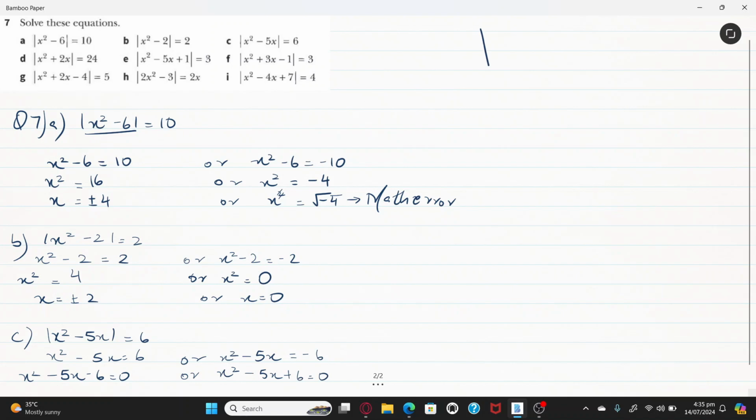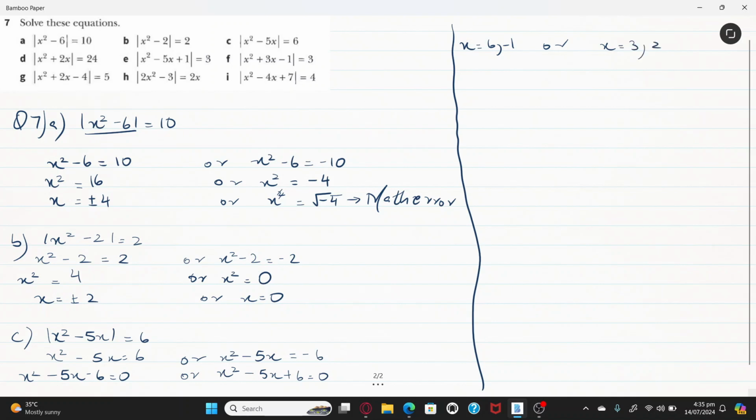So again, this is a quadratic equation, and for now I'm not going to solve the quadratic equations as I was doing previously. I'm just going to use my calculator. So for x squared minus 5x minus 6, with coefficients 1, negative 5 and negative 6, that's going to give me x is equal to positive 6 and negative 1, or for the other part of the equation, with coefficients 1, negative 5 and positive 6, that's going to give me x is equal to 3 and x is equal to 2.